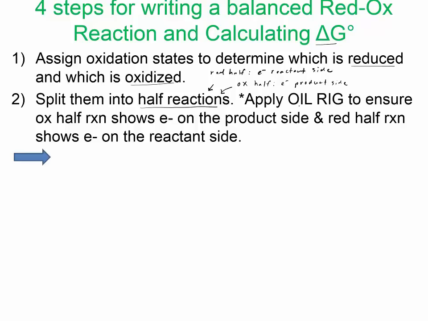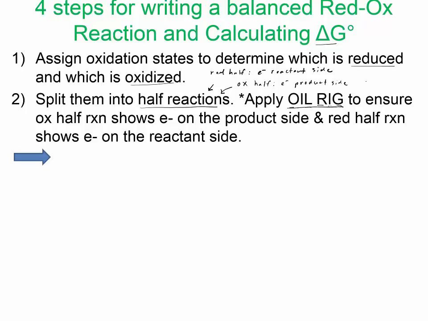So then we apply OIL RIG or some other mnemonic. OIL RIG is oxidation is loss and reduction is gain. And this just helps us remember which species is gaining electrons and which one is losing electrons. So it helps us split the reaction up.